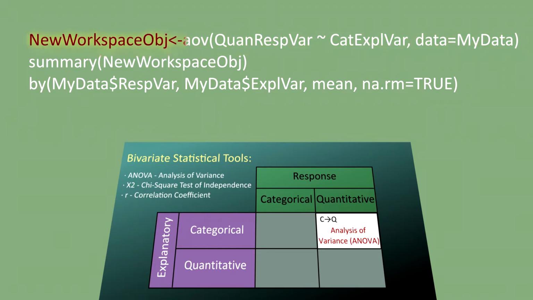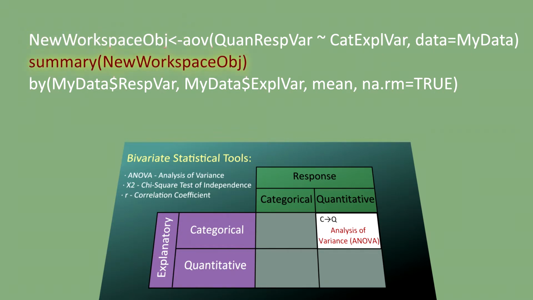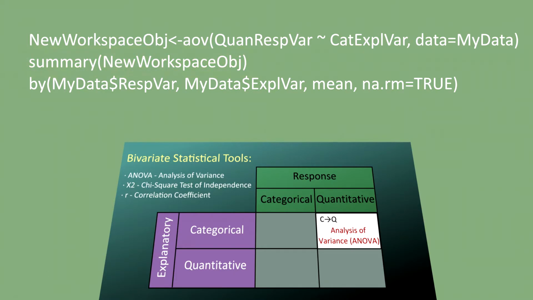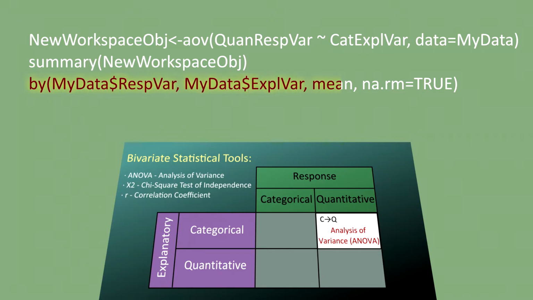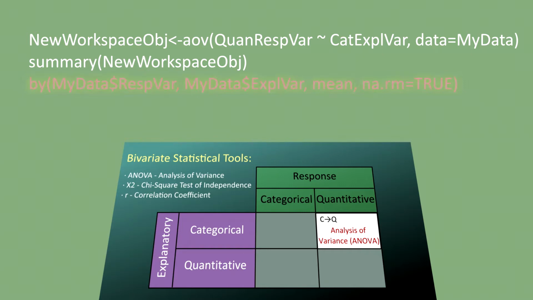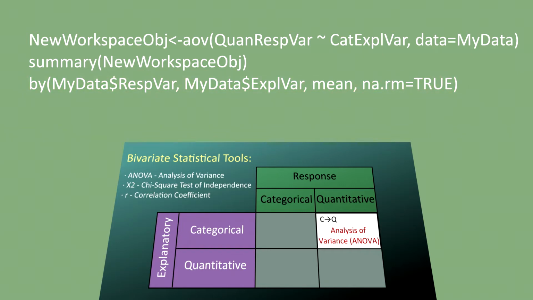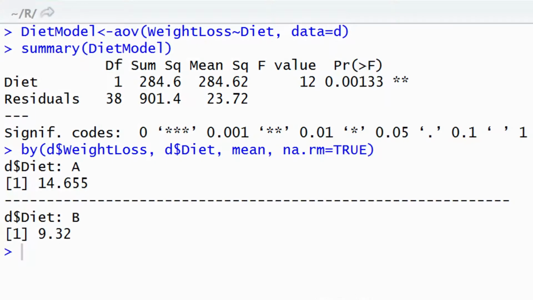We store the results in a new workspace object, and to look at the overall ANOVA result, we run a summary function of that object. Finally, in order to help interpret the results of the ANOVA, we use the by command to calculate the group means of the response variable for every level of the explanatory variable. In this example, the syntax would look like this. The resulting output for this analysis is shown here.